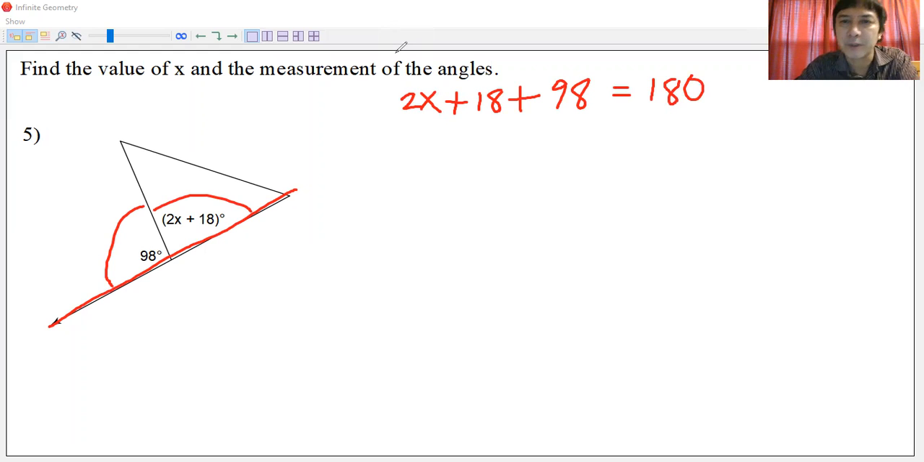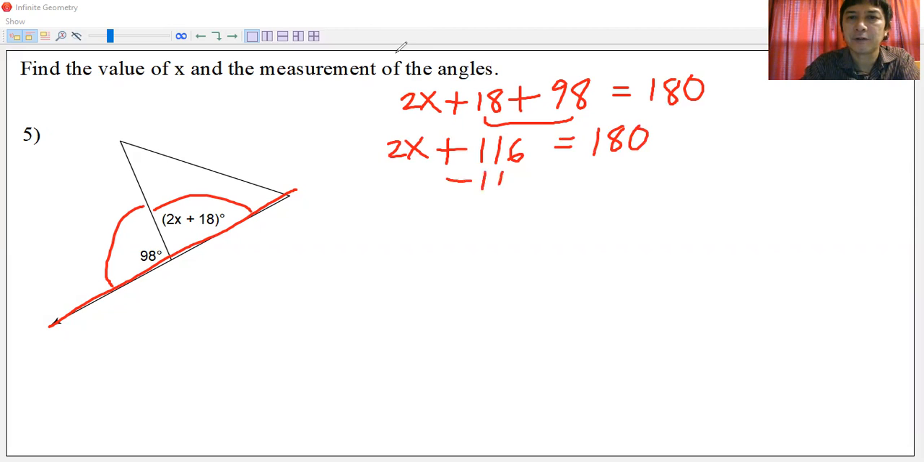We start with the numbers. We shall add the numbers first, 18 and 98. That should be about 116. The 2x is still there. This is equal to 180. Deduct 116, part of solving the x. So get the difference. 10 minus 6 is 4. That becomes 7. We have a 64. The 116 cancels out with the other. We only have now 2x.